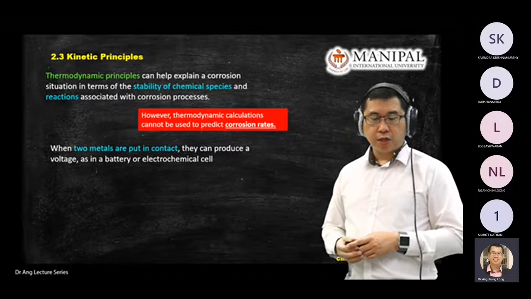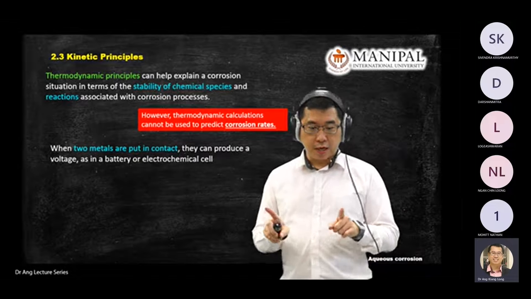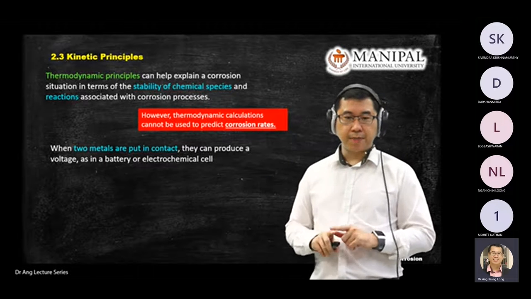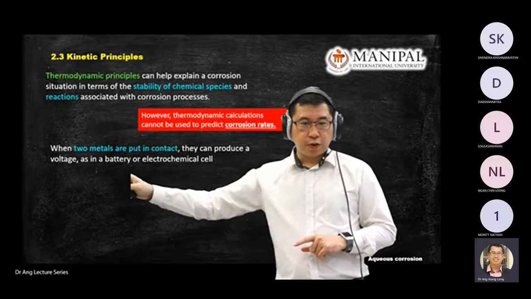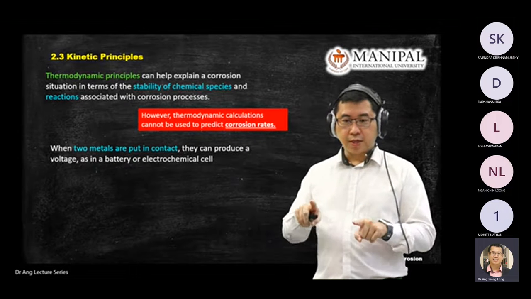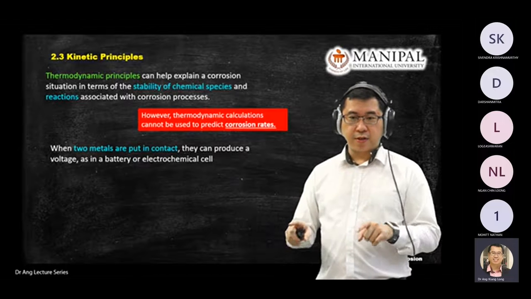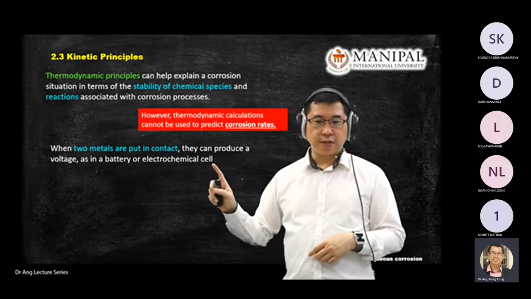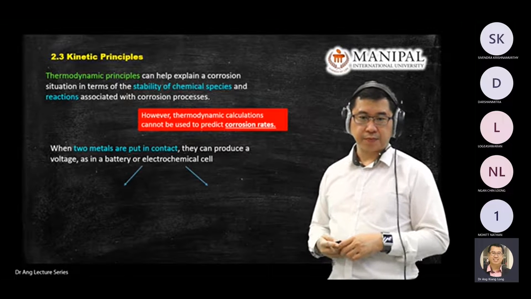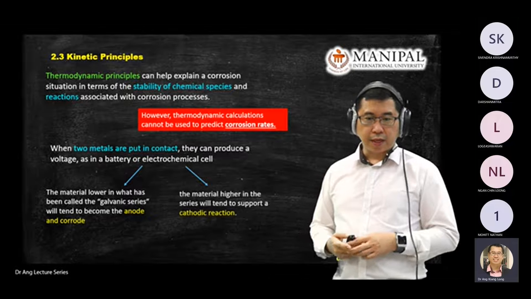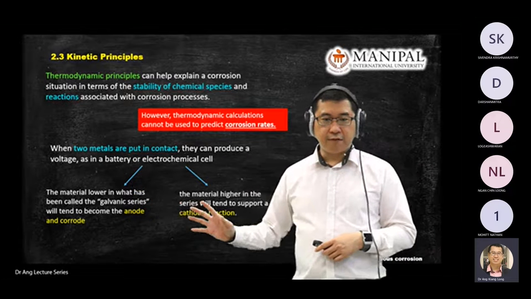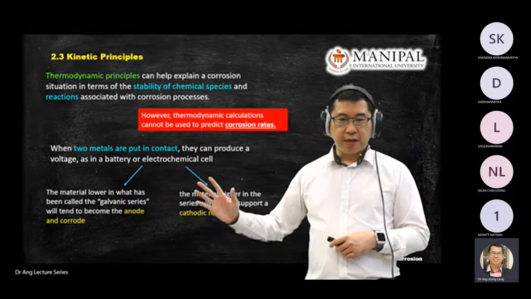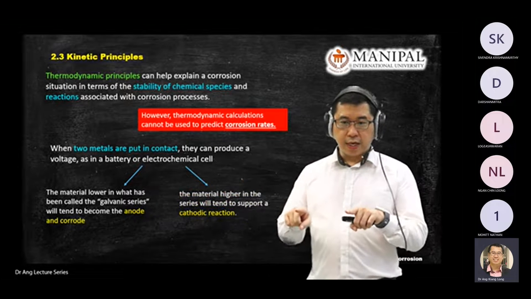kinetic principle. So you know that when two metals are connected together, you will have different charges, right? A different potential happens. So when you see voltage, it means a different potential. There's a positive and negative charge, right? And normally when you have positive and negative charge, we call it a cell, right? A cell. Okay. So when you have positive and negative, you know that you will have anode and cathode, right? You have anode and cathode. So we have two metals together.